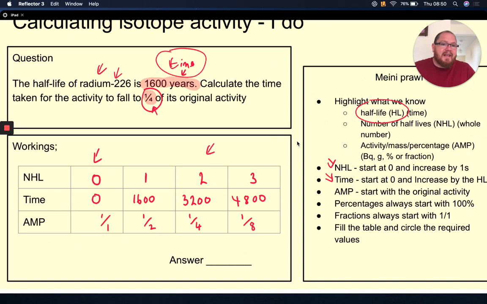And that really, I've gone a bit too far because my question says, calculate the time taken for it to fall to a quarter of its original activity. Well, there's your time. It's 3200 years. And that is how you use the table, okay? You could have done that an easier way, I'll admit, but knowing the table will help, I promise, because these questions can get quite complicated. As it stands, this question is quite an easy one. So the answer to this would be 3200.